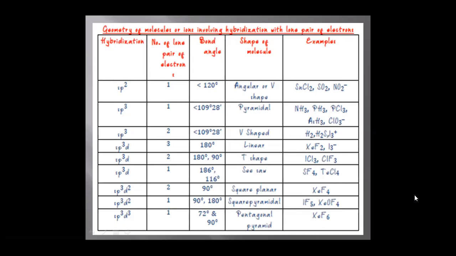If the hybridization is sp3d2 and the number of lone pairs of electrons is 2, the bond angle is 90 degrees and the shape of the molecule is square planar. Similarly, if the hybridization is sp3d2 and the number of lone pairs is 1, it has bond angles of 90 and 180 degrees, and the geometry of the molecule is square pyramidal.